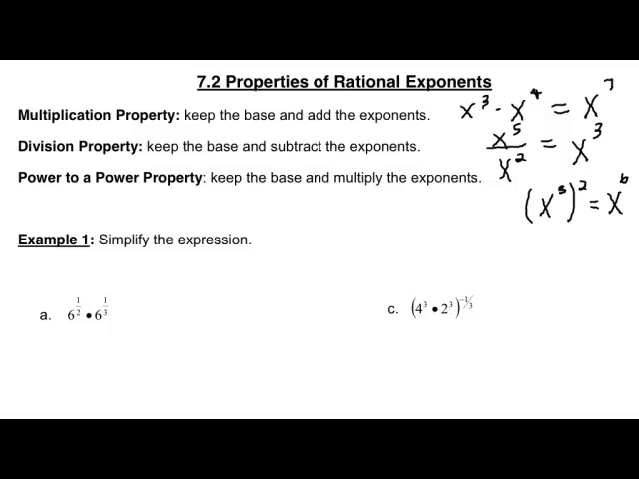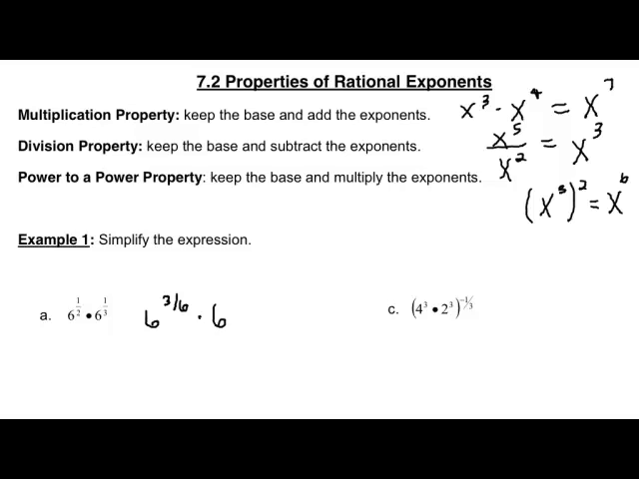So for example A, we have 6 to the 1/2 times 6 to the 1/3. Now we know if we have common bases and we're multiplying, we have to add the exponents. So we have 1/2 plus 1/3. We know that we have to have common denominators in order to add. So our common denominator is going to be 6. 1/2 is the same as 3/6, so this is 6 to the 3/6.